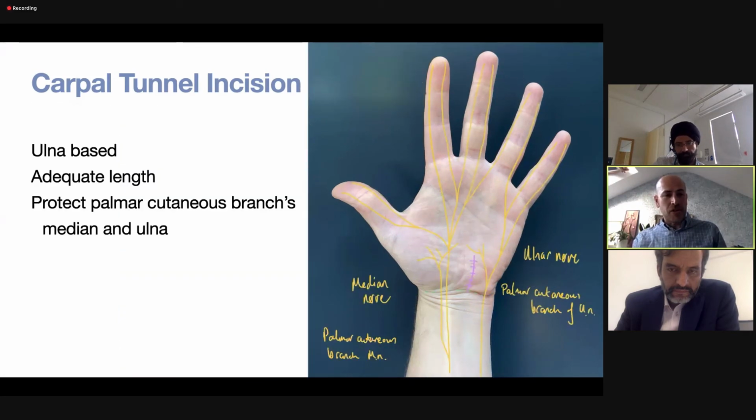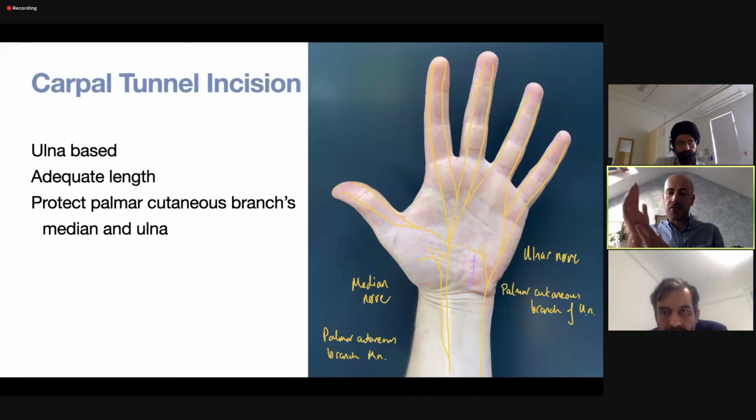So as mentioned, an ulnar-based scar of appropriate length. I don't tend to do my incisions small, but an appropriate incision so one can decompress the nerve safely and effectively. One should protect crossing nerve branches. In doing so, this prevents, in my mind, a painful scar and some of the other symptoms such as pillar pain that patients can experience.